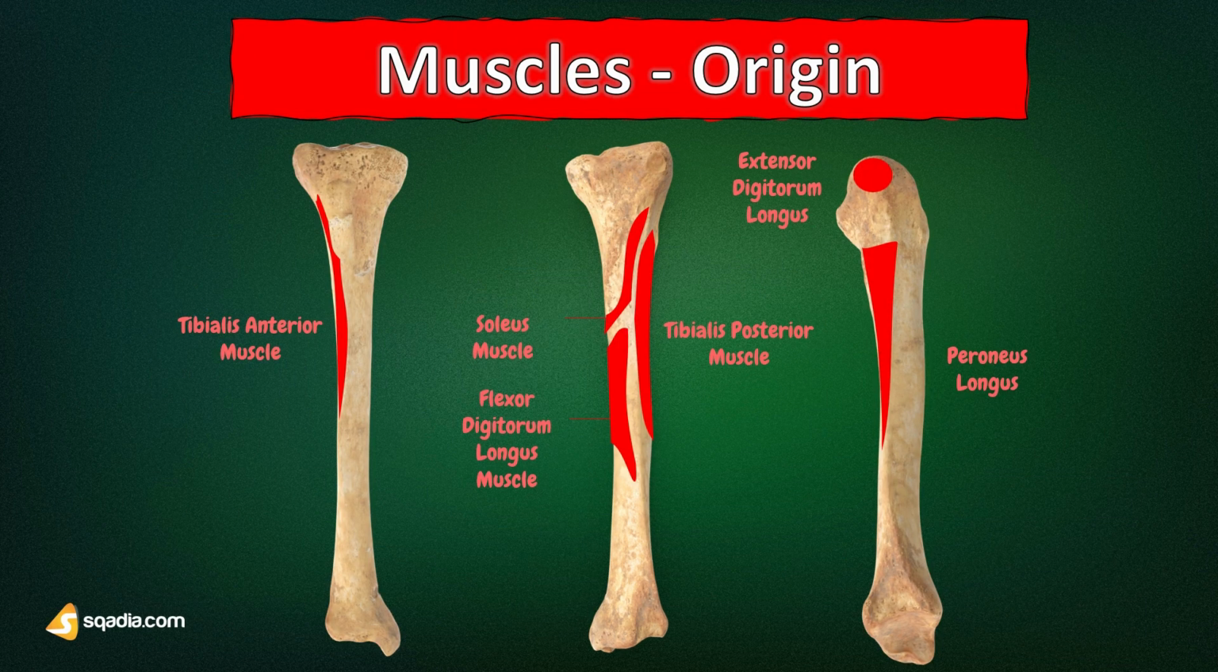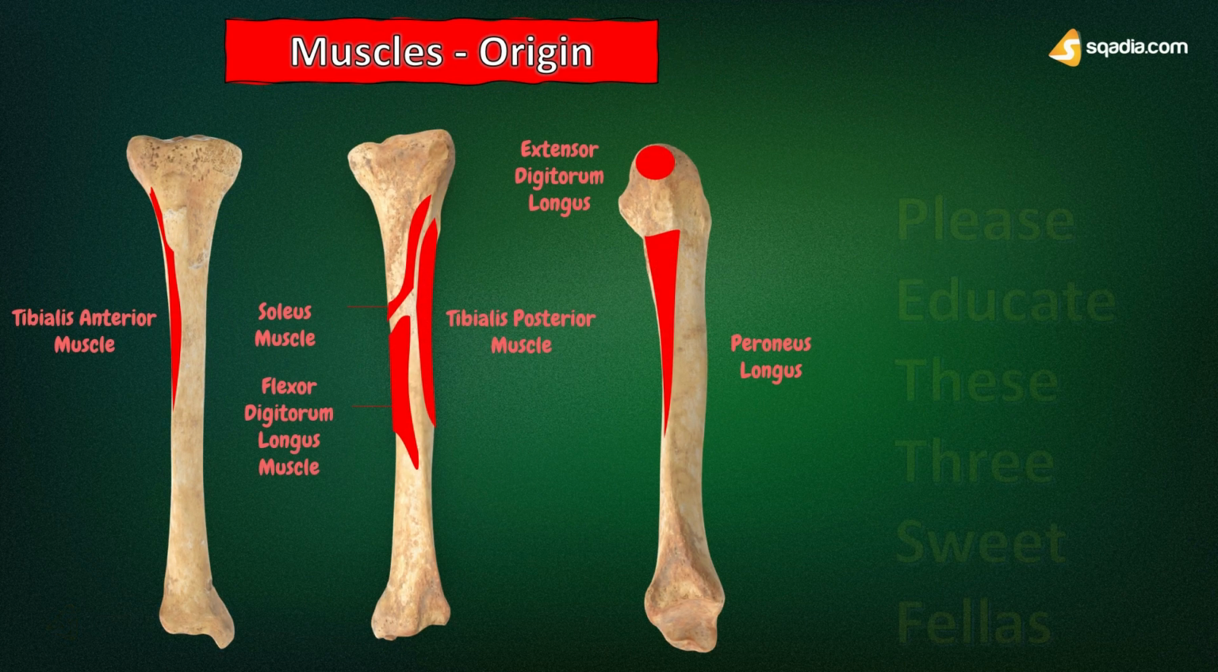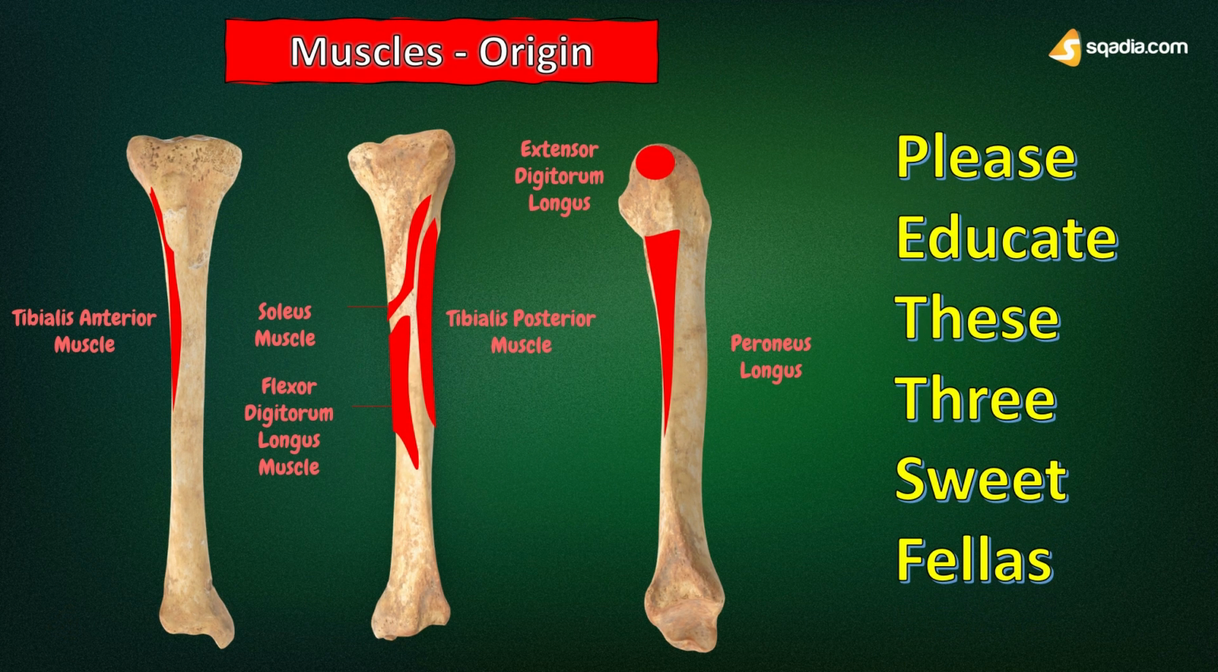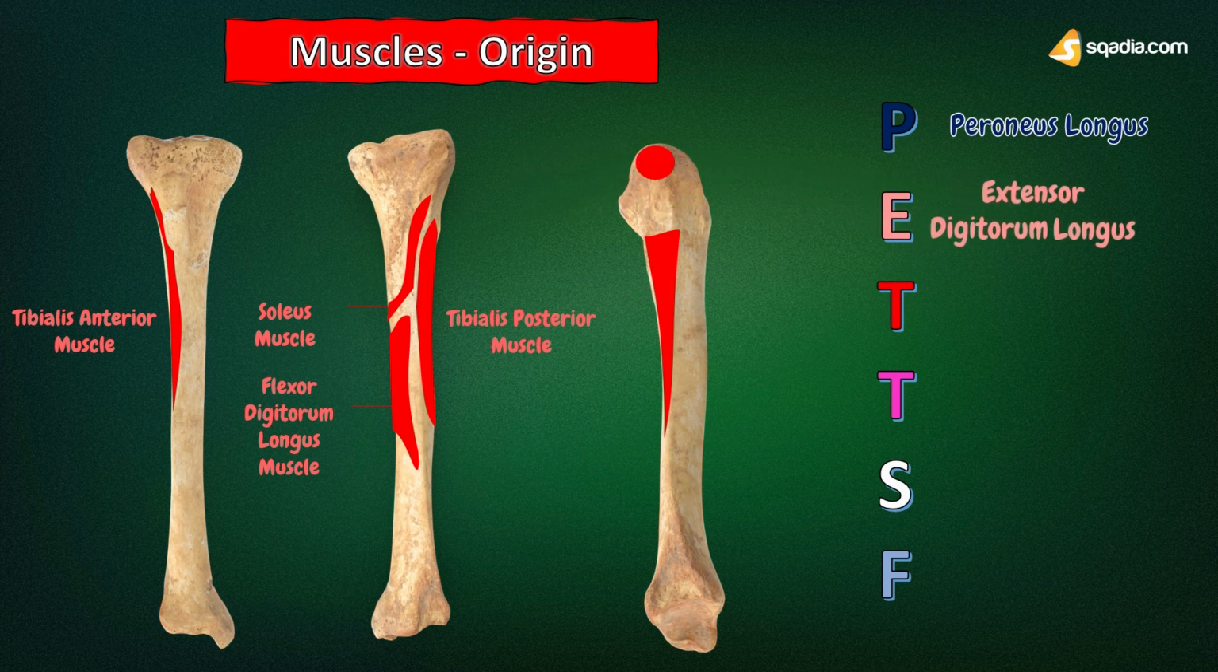On the other hand, there are 6 muscles that are originated from the tibia bone. The mnemonic for muscles which are originated from the tibia is: please educate these 3 sweet fellas. Each first letter of the words of this mnemonic corresponds to a muscle name to remember them easily.